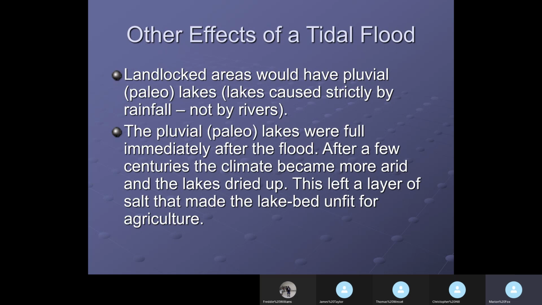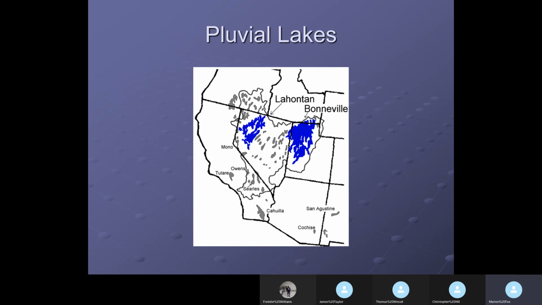There was a layer of salt at Lake Bonneville, and the lake bed was unfit for agriculture. Here are some of these lakes, and they're all over the western part of the United States. We see them in other parts of the world as well. But here's Lake Bonneville, and here's Lake Hunton. There were other lakes that have been documented and shown to exist. I'm claiming that these lakes were there as a result of the flood, and that they then drained out and evaporated, and the climate, of course, changed at that point. So we have changes in climate due to these lakes drying up.